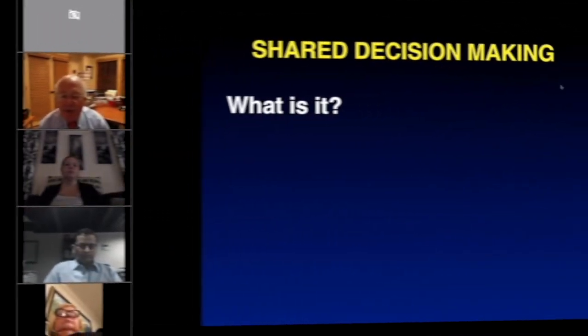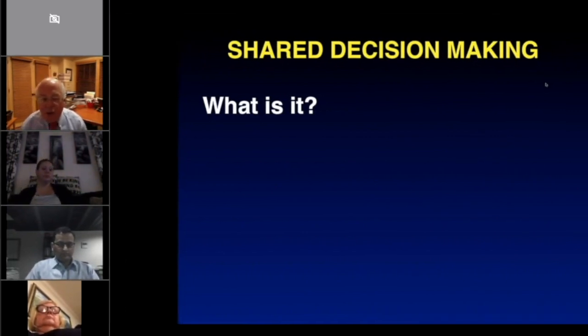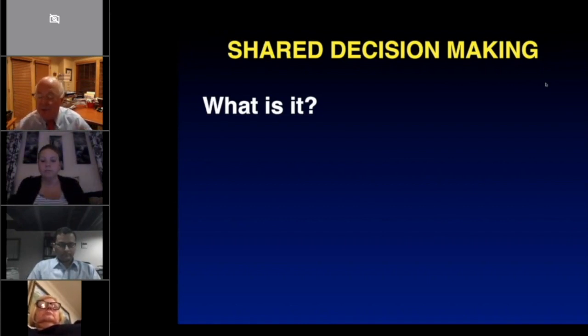But we have up here shared decision making. How would you guys define that in a patient like this who's not very adherent, still having problems? How do you define that?